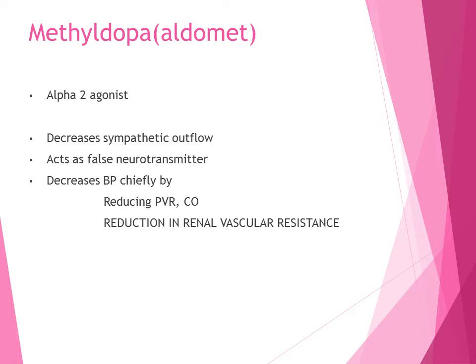Methyldopa is a very important drug used if the lady has hypertension during pregnancy. It is an alpha 2 agonist. It decreases sympathetic outflow. It acts as a false neurotransmitter. It decreases blood pressure chiefly by reducing peripheral vascular resistance and cardiac output, and it reduces the renal vascular resistance.